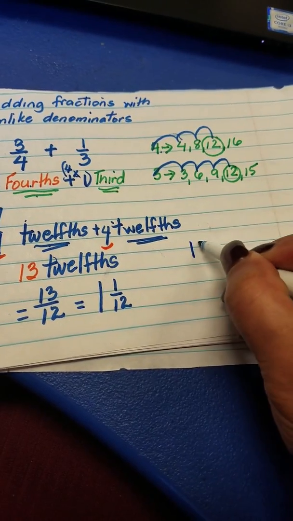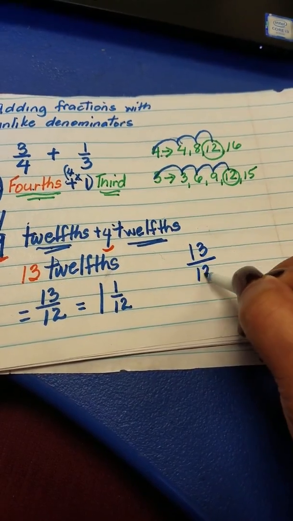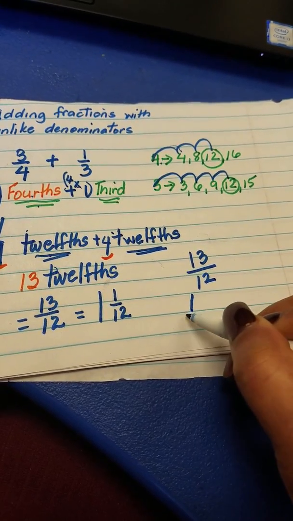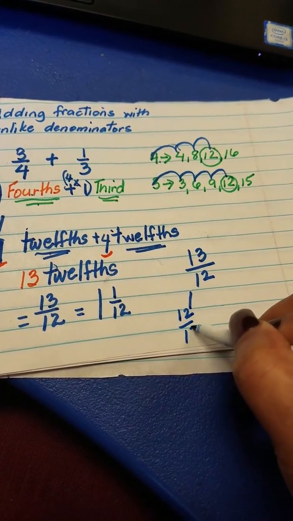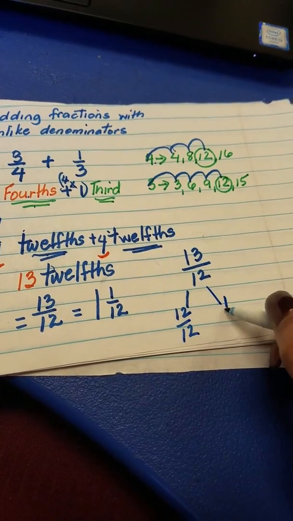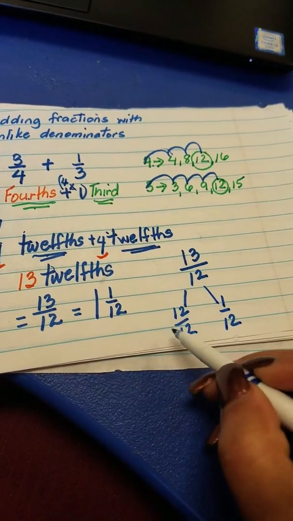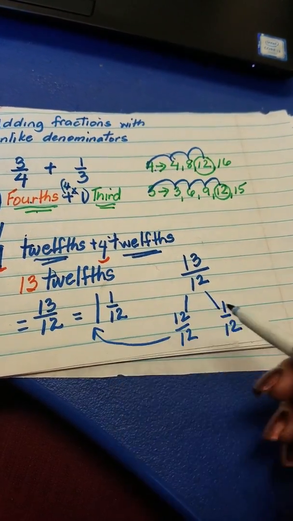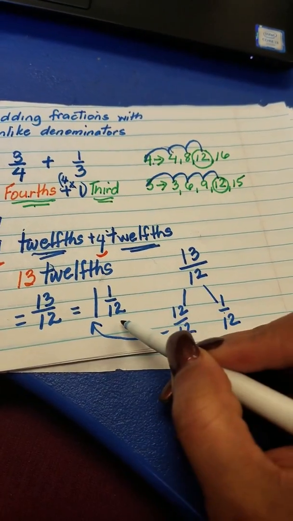How do we get 1 and 1 twelfth? By using our number bond. 13 twelfths would be 12 over 12 and 1 over 12, with 12 over 12 being 1 whole and 1 twelfth.